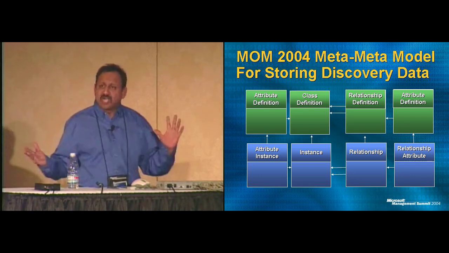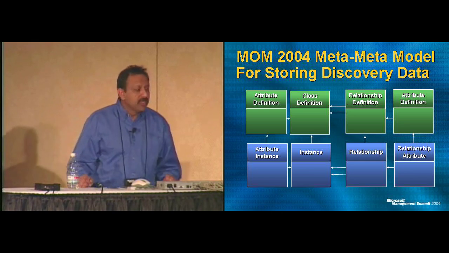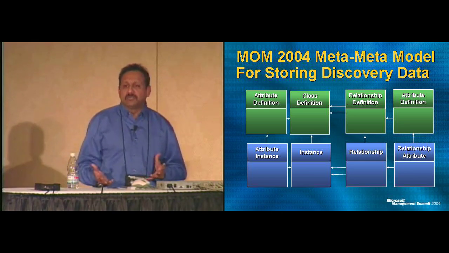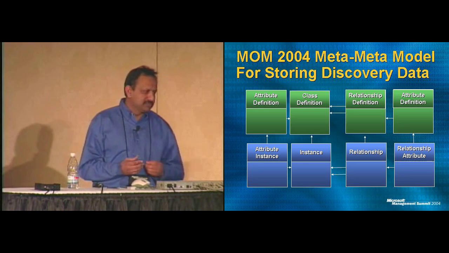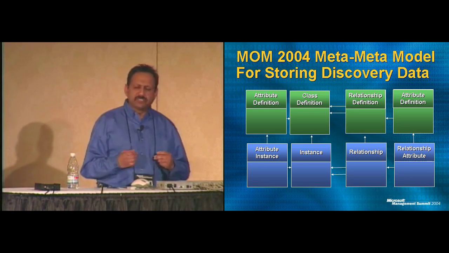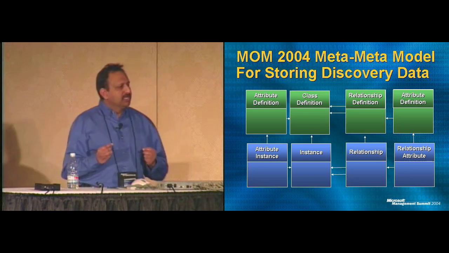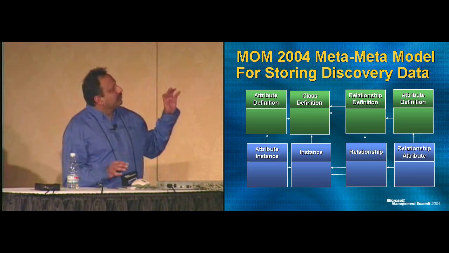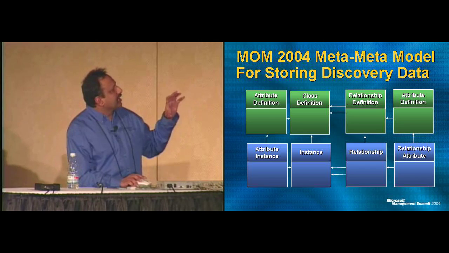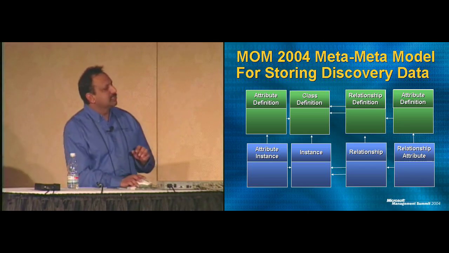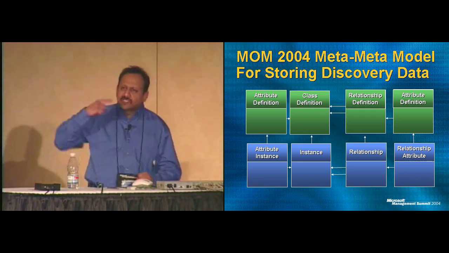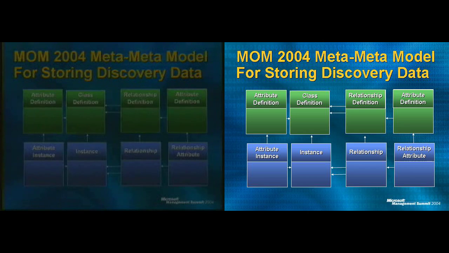So there is a large number of classes that we want to support without an explosion of tables in the DB. And the way we handle that is what we call the MOM meta-meta model. The simplest way of looking at it is to look at these top 4 tables. Okay, these store a single row for a single class that you want to introduce.